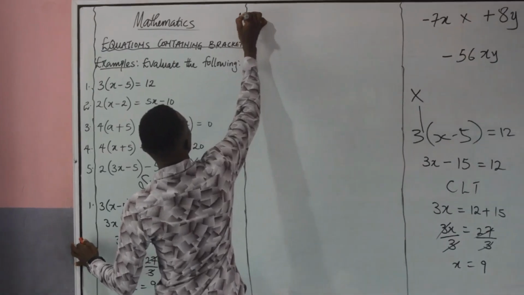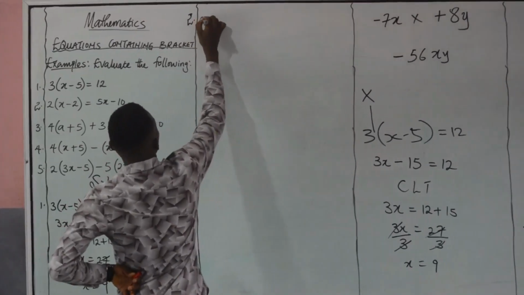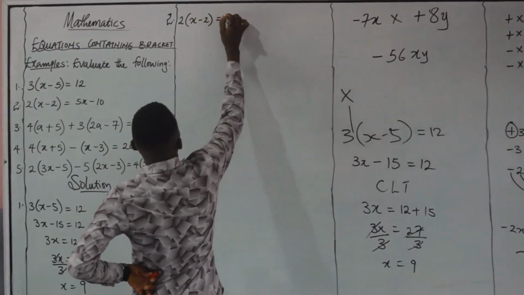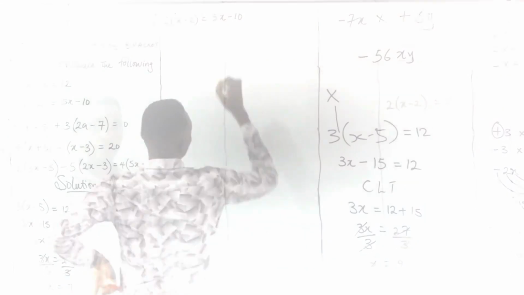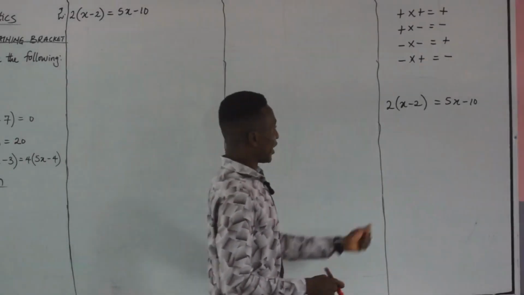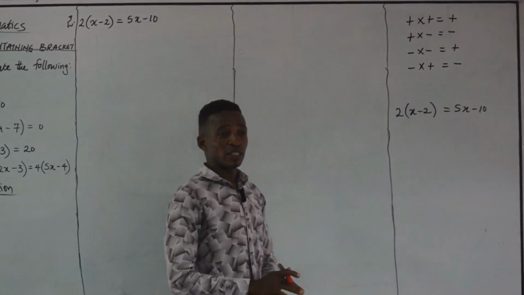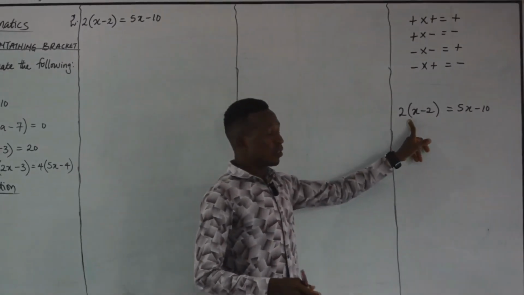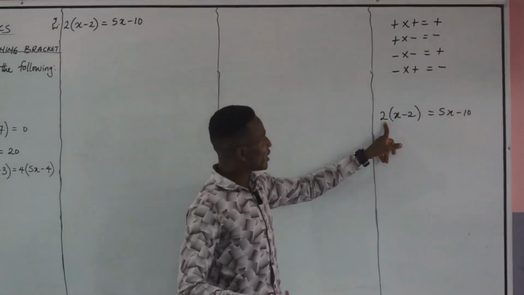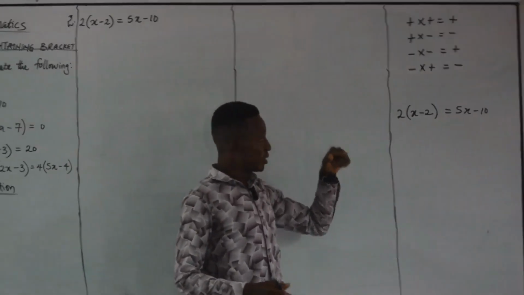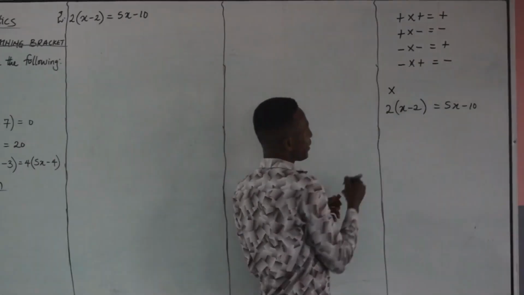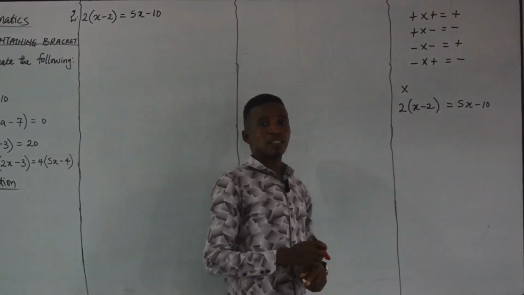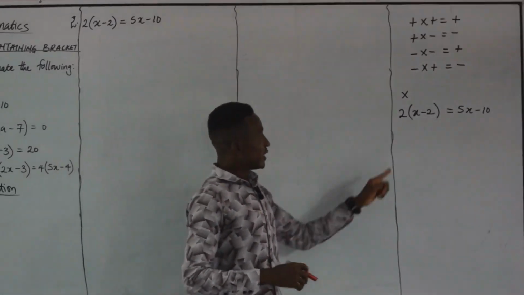Then we take the second question. That's 2 into brackets x minus 2 equals to 5x minus 10. Okay, so let's take the second one now. As usual, I'm still going to do it inside my rough book. After doing it inside my rough book, then we transfer inside the notes. Like I told us initially, that in between these two and brackets here, we have multiplication. So that tells us that we are going to be multiplying these two by each value that we have inside the bracket.